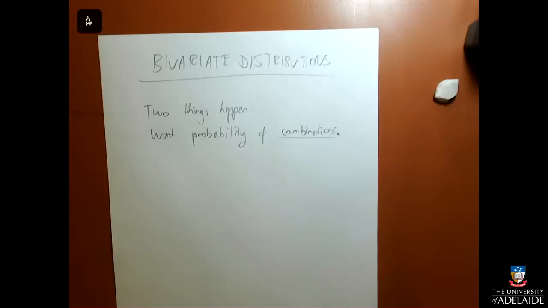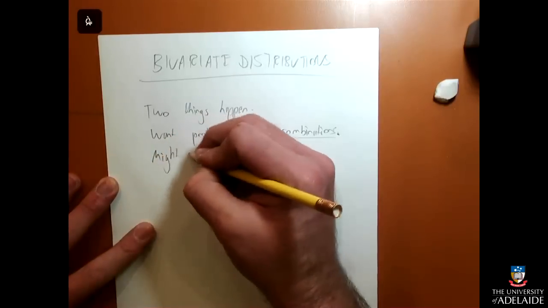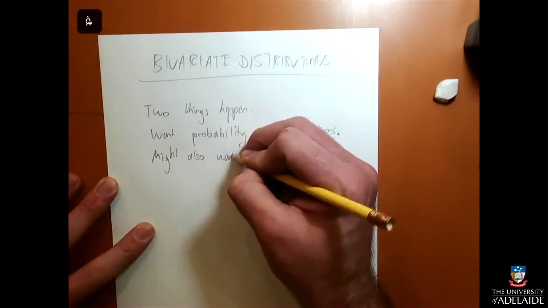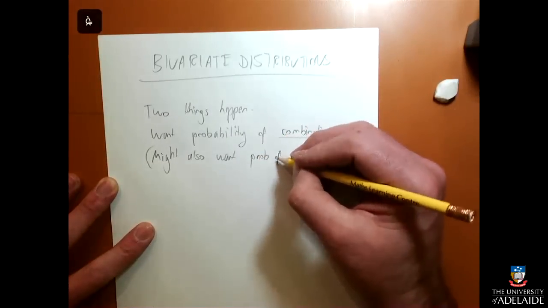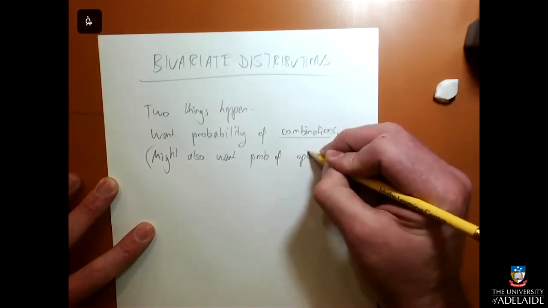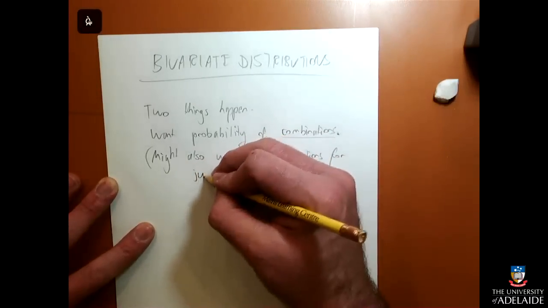So you want probability of combinations, but you also sometimes want probabilities of one of them happening, a specific value of one thing, regardless of what the other thing does. I'd also want probability for options for just one thing.